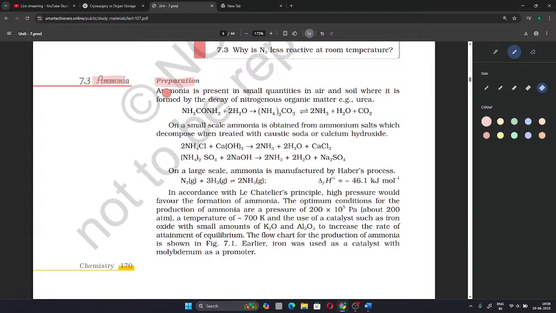The preparation of ammonia. Ammonia is present in small quantities in air and soil, where it is formed by the decay of nitrogenous organic matter. Example, urea. NH2CONH2 plus water will give (NH4)2CO3, diammonium carbonate, which again dissociates into ammonia, water and carbon dioxide.